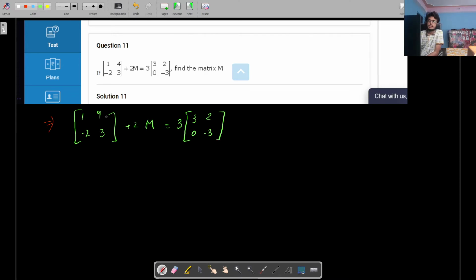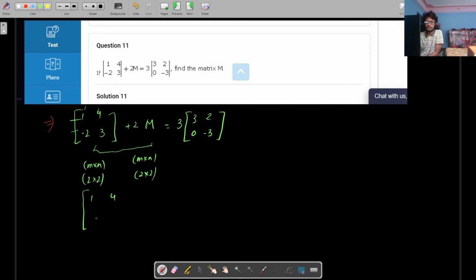Now, in the previous class, I had already told you that two matrices can be added or subtracted only if they have the same order, right? That is, the number of rows in the first matrix and the second matrix is the same, and the number of columns is the same. So now this is a matrix of order 2 rows, 2 columns, so it is a 2 by 2 matrix. So M should also be a 2 by 2 matrix. So let us assume a matrix M.